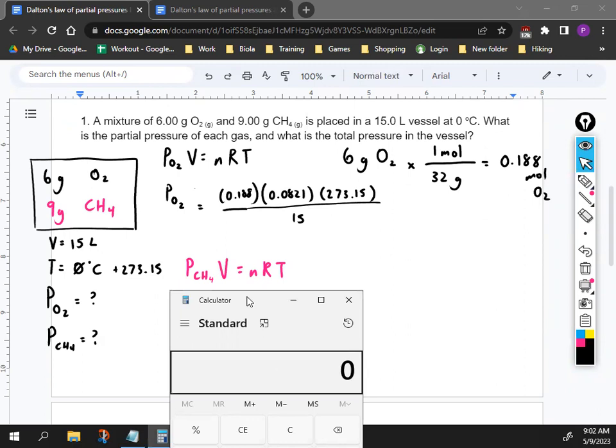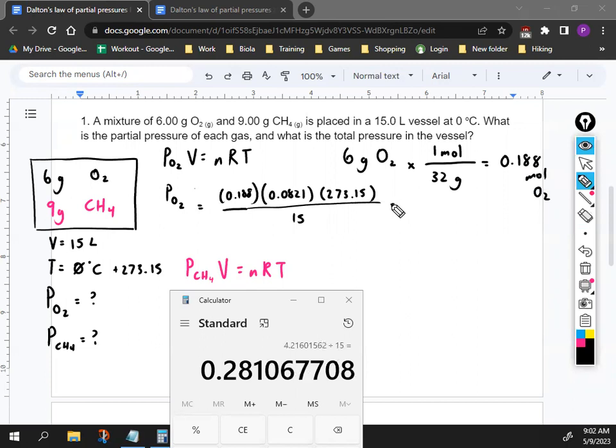So we're just going to multiply the top: 0.188 times 0.0821 times 273.15. And then we're going to divide that by 15. So the pressure of the oxygen is going to be 0.28 atm. What we did first is we turned the grams of oxygen into moles. And then we just plugged it into the ideal gas law in order to find the pressure of oxygen.